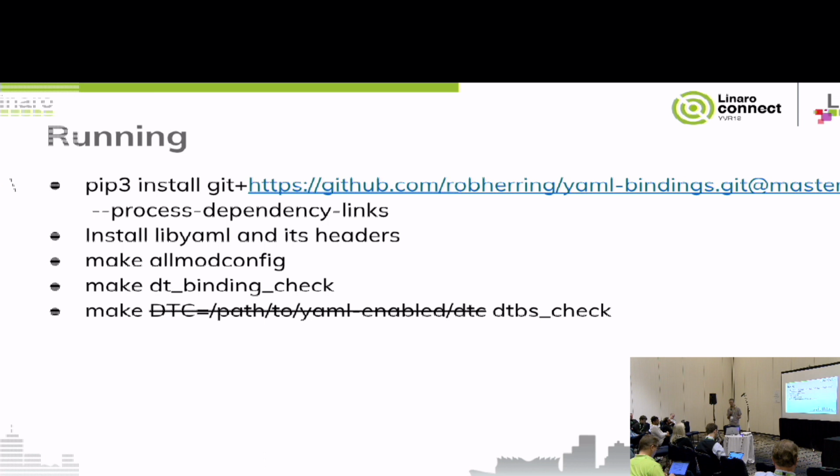Until last week, you needed your own DTC. In 4.20, you should not need that. Does it come with memory? Yes, it matters. But yeah, you have to configure the kernel. I use allmodconfig because that turns on building all DTBs because it sets compile test, and you can run all that in one step as well. DT binding check is a dependency of DTBs check.